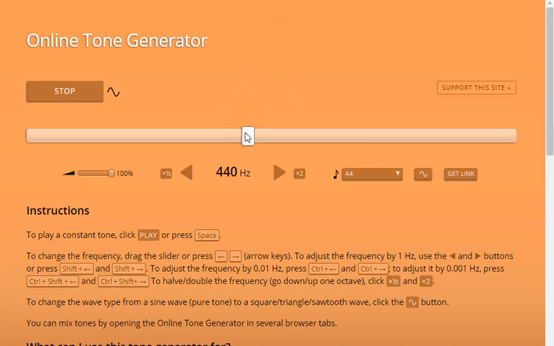Now if I make this, now there'll be a little faster fluctuation if they're farther apart. Now if I make this 441 instead, you'll see a fluctuation of 1 every second.